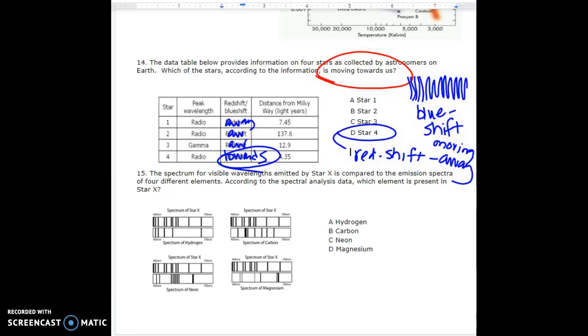And then last, number 15, the spectrum for visible wavelengths is emitted by star X. That is compared to 4 different elements: hydrogen, carbon, neon, and magnesium. Which of the elements is present in star X? So in order to find out which are present, they have to match. So all of these here match. This one matches that one, this one matches that one, this one matches that one. So all of those little lines in hydrogen match. These do not. So that is wrong. Here, this one does not match, is wrong. This one does not match. The correct answer is going to be A, hydrogen.